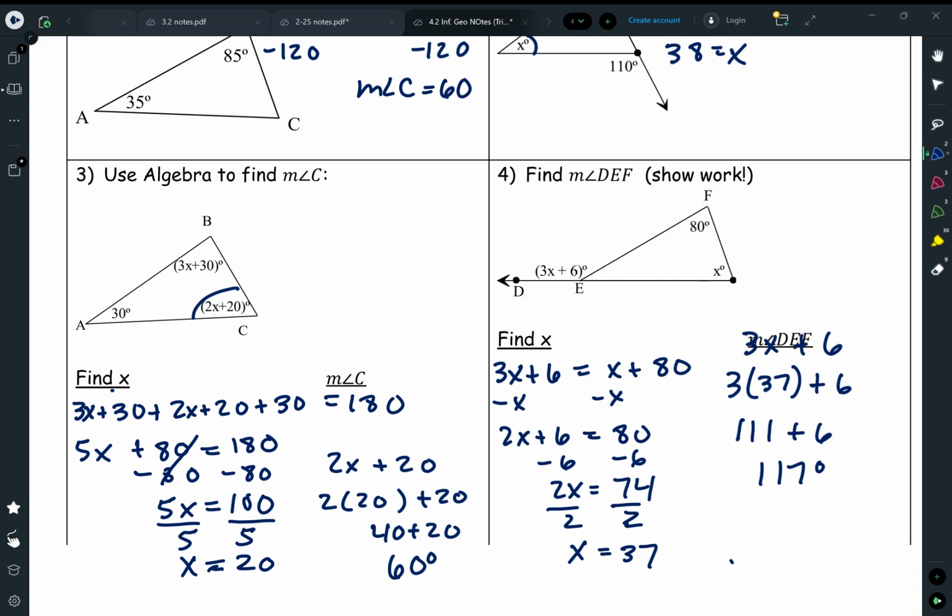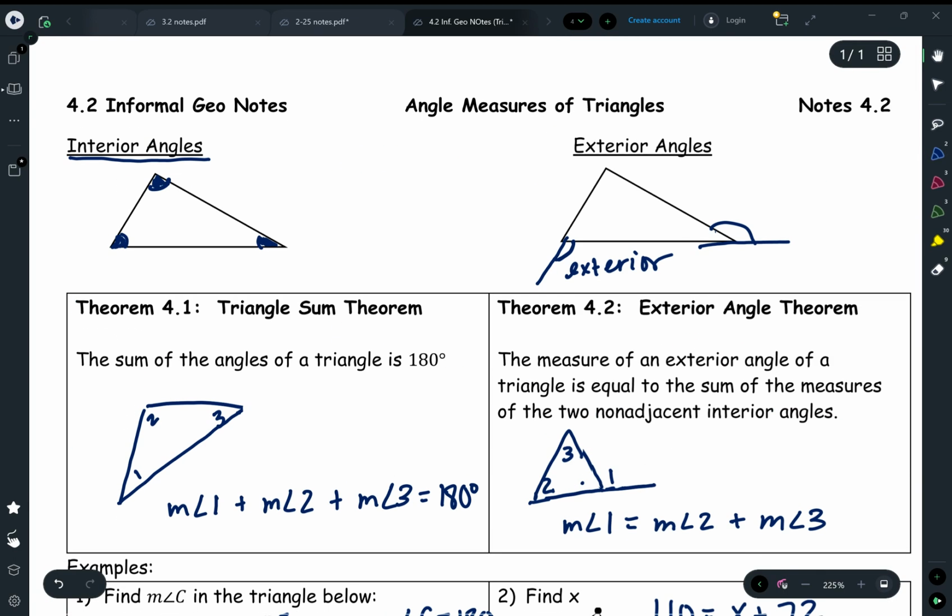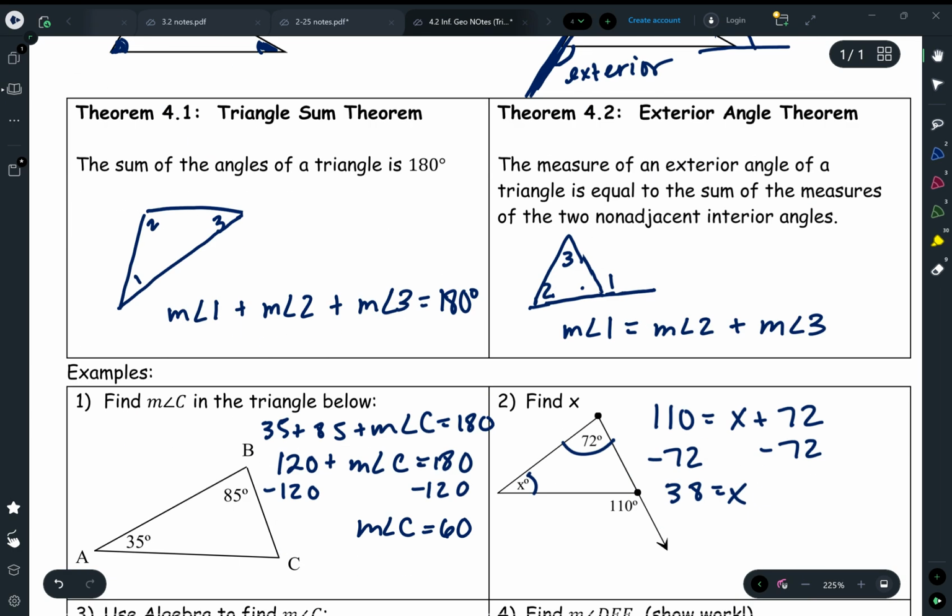So just to scroll through this and look at main ideas. Main ideas are first vocabulary, where we have these interior angles and exterior angles. The exterior angles are a little bit tricky. It's where we're extending that side and looking at the angle next to the triangle. So it's very different. If I keep scrolling through here, we have two different theorems.